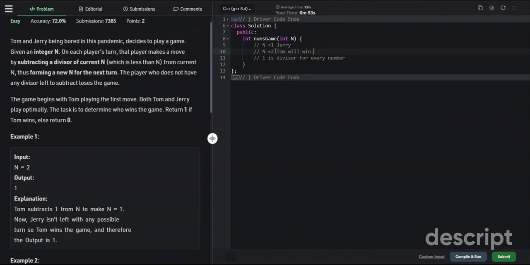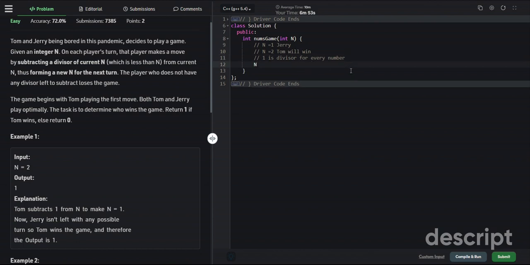Because as n is 2, what can Tom choose as a divisor? Tom will choose 1 and subtract 1 from 2 and make it n equals to 1, where Jerry was winning. Tom knows that if n was 1, then Jerry was winning. So Tom subtracts 1 and makes himself win, because now when n is 1 and Jerry is starting first, Tom will win always, right?